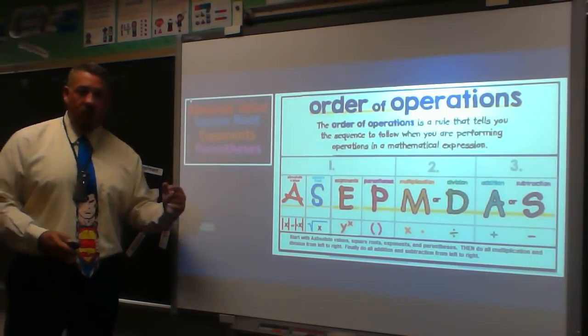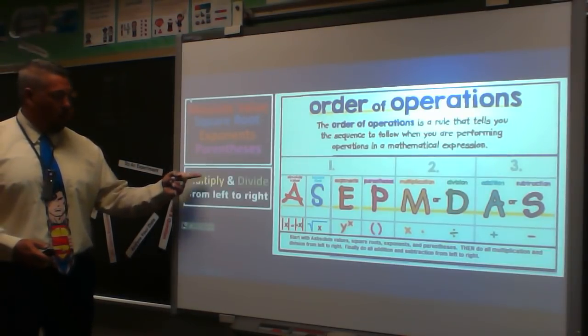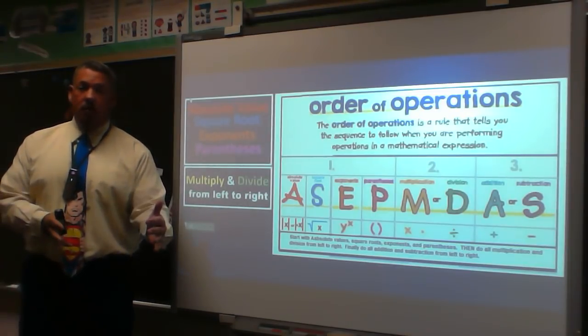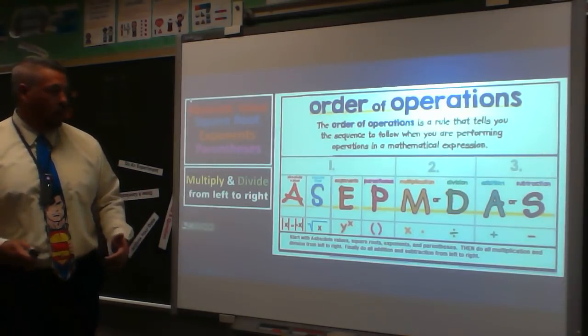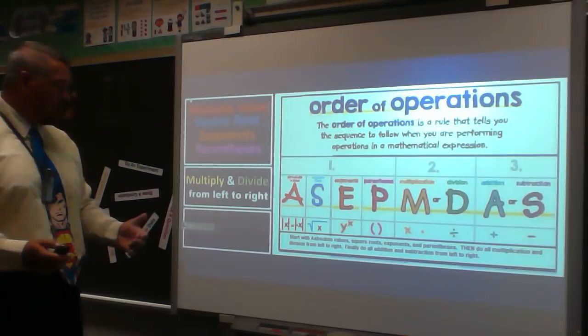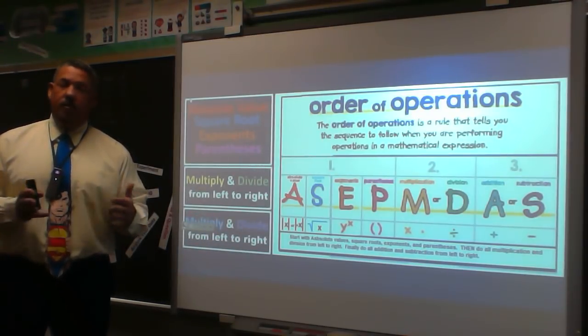So my step 1 is to solve for all of these things, and then I'm going to do my multiplication and division, and I always do it from left to right. Whichever is first doesn't matter, always going from left to right. My final step then, I should always be left with just addition and subtraction, so I do addition and subtraction also from left to right.